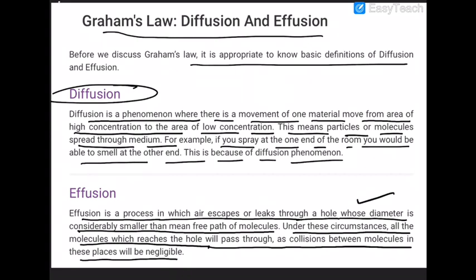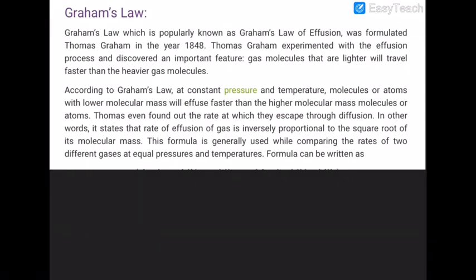Are you getting that in your mind now? Sure about that? So the answer is very much sure. So here diffusion and effusion have a broad meaning. Now what is Graham's law of diffusion?